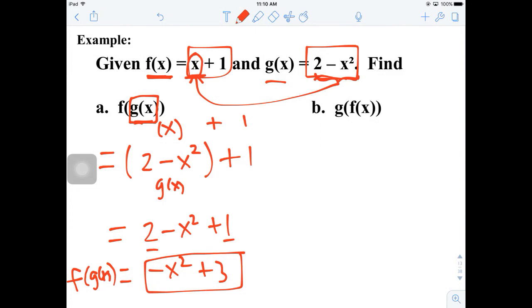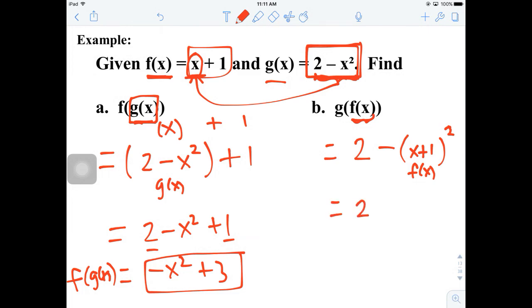Okay, next, we're going to do the same thing, except this time we're going to enter f of x inside g of x. We're going to start with g of x as the big picture. Here is g of x, which is 2 minus x squared. Again, we're going to replace the x with parentheses. And what are we going to put inside the parentheses? Well, we're going to enter f of x. So f of x goes in here. And what is f of x equal to? That is x plus 1. So we evaluated f of x into g of x. And that's what we did.